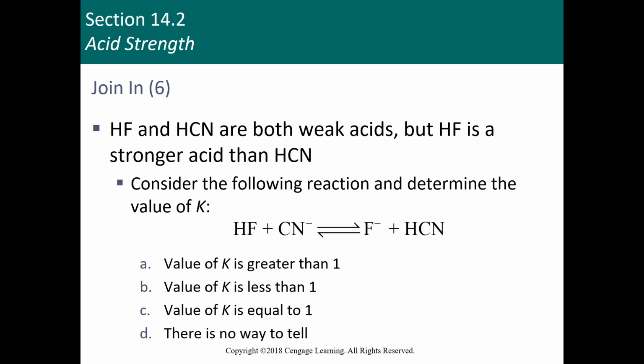HF and HCN are both weak acids, but HF is a stronger acid than HCN. Consider the following reaction and determine the value of K. So HF and HCN are both weak acids, of course. HF is a stronger acid than HCN. What does that mean? Well, we have HF here acting as an acid in this direction. In this other direction, going from right to left, we have HCN acting as an acid. So if HF is a stronger acid, it's going to go more towards this right direction. And what that means is you'll have more product. More product over less reactant will give you a K that is greater than 1.